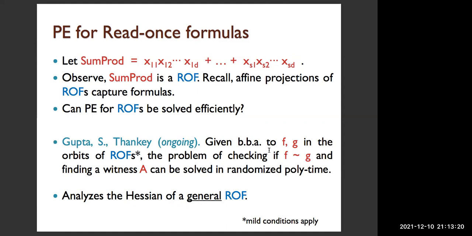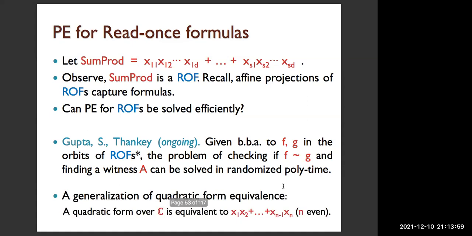So given black box access to F and G, where both F and G are in the orbits of some read-once formulas which you don't know, and you want to check whether they are equivalent or not, you can do this in randomized polynomial time and also find a witness A. It's basically analyzing the Hessian matrix and how the determinant looks for a general read-once formula. And notice one thing: in the sum product case, G was known. G was the sum product polynomial. But in this case, both F and G are unknown. You are given black box access to just F and G.